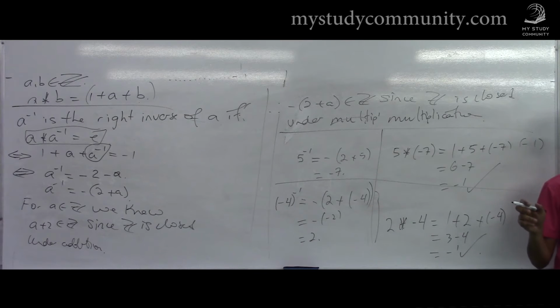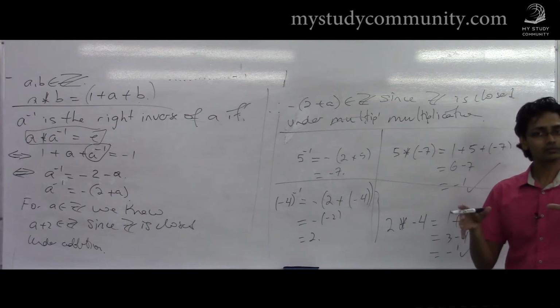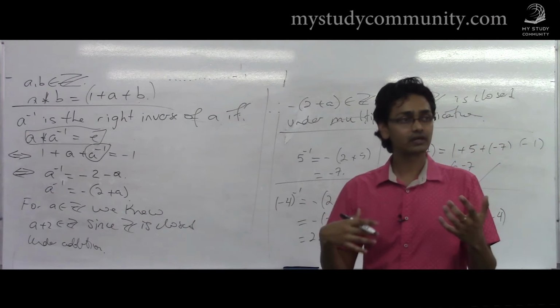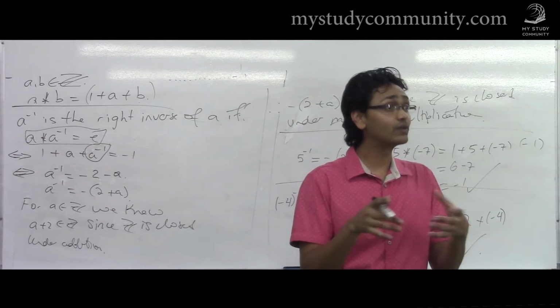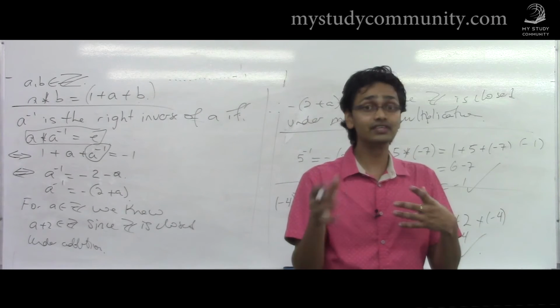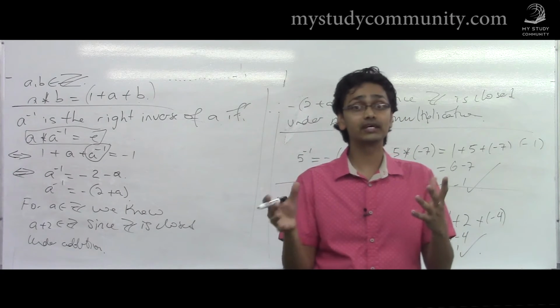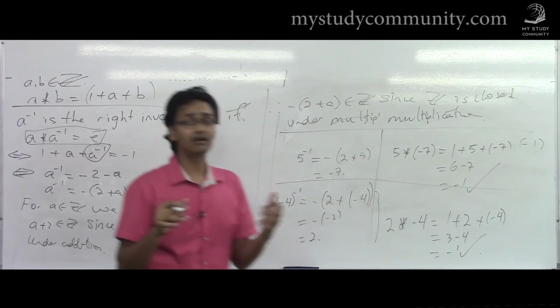Everybody's following? So if you understand what I'm saying so far, then there's no way you can get a question like this wrong. Because if you find an identity, you could always work the equation and get it out. If you find an inverse, you could always take two numbers and multiply and ensure you get back the identity. Everybody's okay?